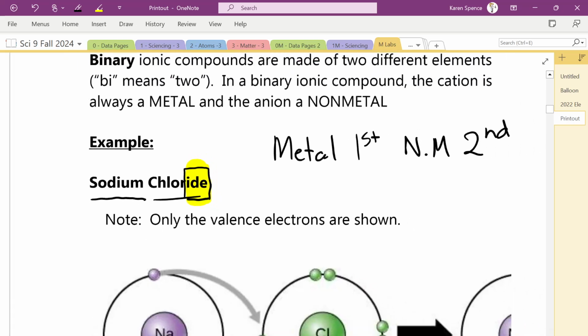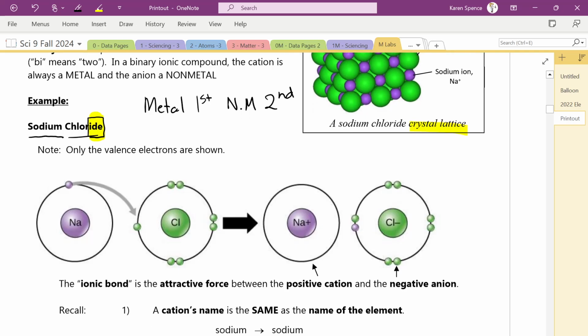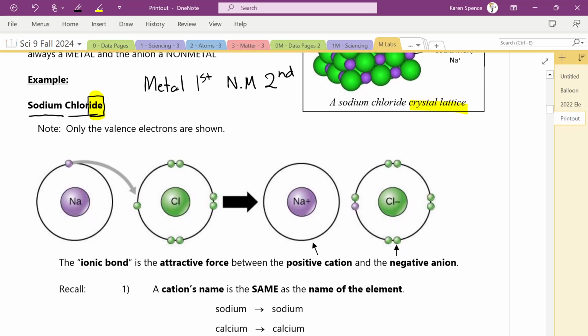Okay, so this is just showing you how it forms. We don't really need to worry about that. We've covered that in our past unit.